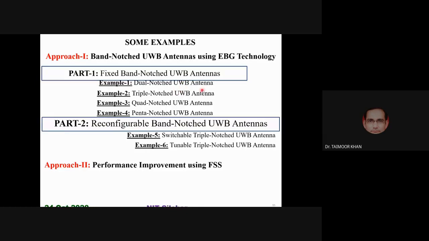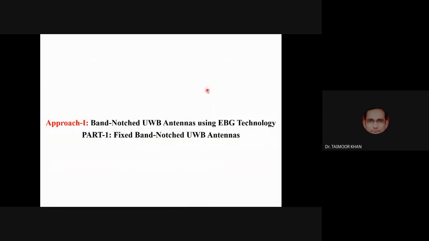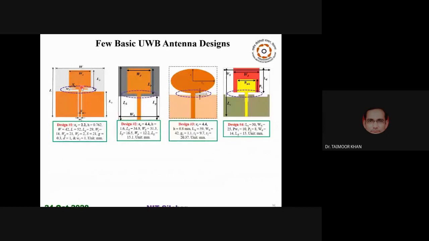First we need to design the reference UWB antenna, which is giving the ultra wideband characteristic of 3.1 to 10.6 gigahertz. Then ultimately we need to incorporate the effect of dual notch, triple notch, quad notch, penta notch in that one. Here, if you see, a few basic UWB antenna designs which I have included in my presentation: the first one, second one, third one, and fourth one.